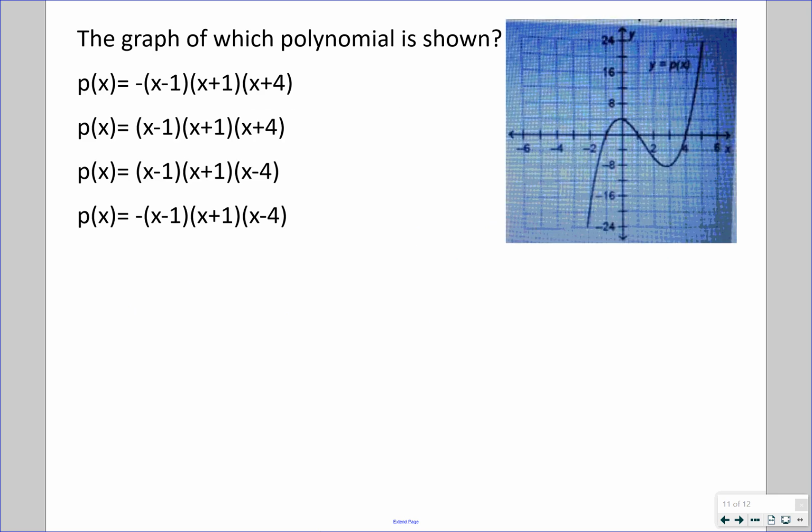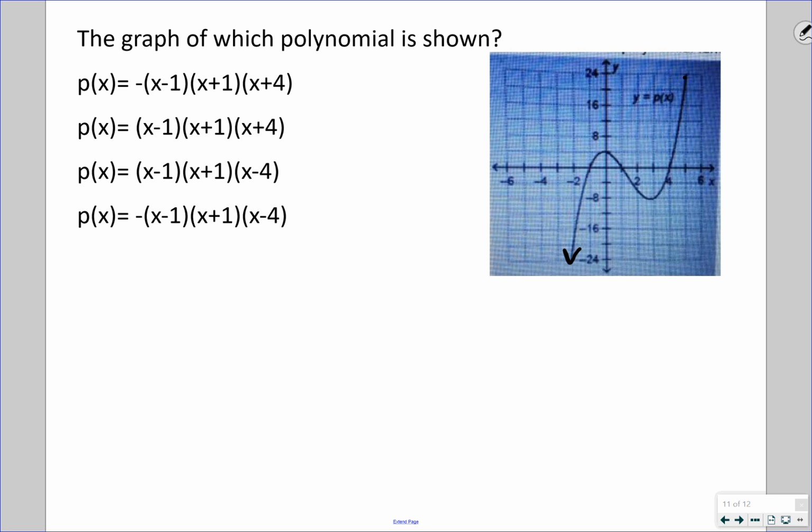And the last question, the graph of which polynomial function is shown. So I'm going to figure out what I need to know here. Looking at my ends, one is down, one is up. That means I have an odd degree polynomial. Since I am down on the left and up on the right, I have a positive number in front. So right away I can go through these and eliminate any negative numbers.